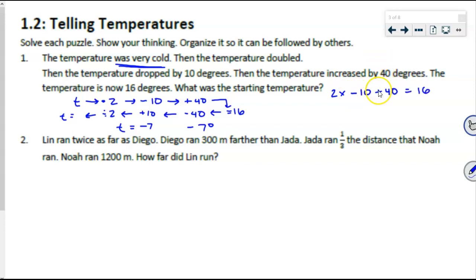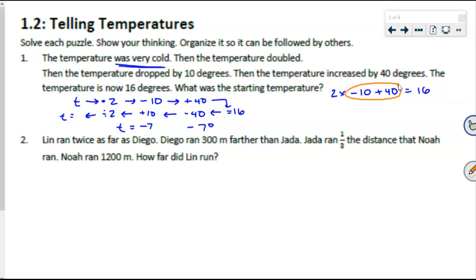Great. That's perfect. And here is one advantage to writing the equation like this too. Do you recognize that you have two like terms that you can combine? Instead of undoing the plus 40 and then undoing the minus 10, you can just combine these like terms. So that is one really cool thing about writing that equation. You can combine two steps into one.